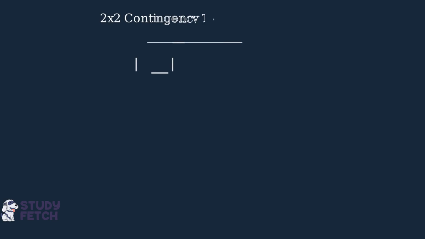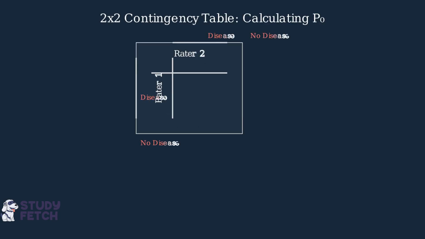This 2 by 2 contingency table is the foundation for calculating Cohen's kappa. In the next step, we will use these cell frequencies to calculate the observed agreement. In a 2 by 2 contingency table, calculating P0 or observed agreement requires identifying cells where raters agree.